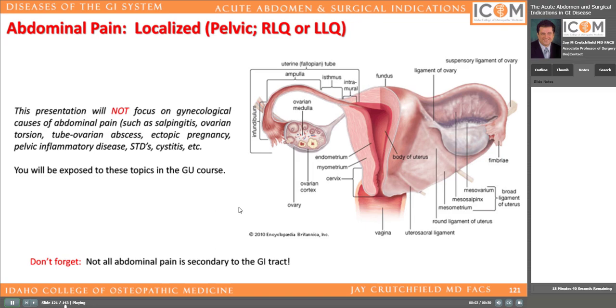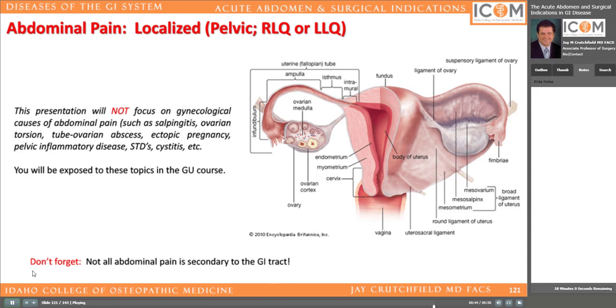Even though we won't focus on it in this presentation, pelvic pain, either right lower quadrant, left lower quadrant, or suprapubic pain, can be caused by a host of gynecological disorders. This presentation will not focus on those disorders, such as salpingitis, ovarian torsion, tubo-ovarian abscess, ectopic pregnancy, pelvic inflammatory disease, sexually transmitted disease, cystitis, etc. You'll get a lot of these in your gynecological urinary course, your GU course. The point is, not all abdominal pain is secondary to the GI tract.